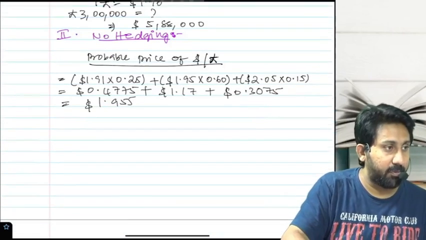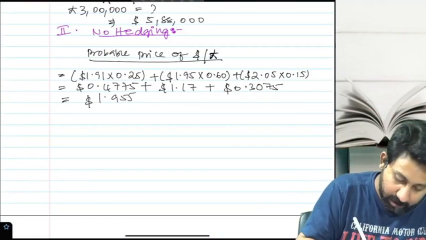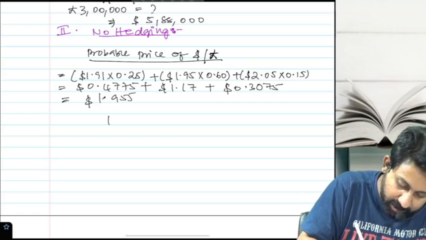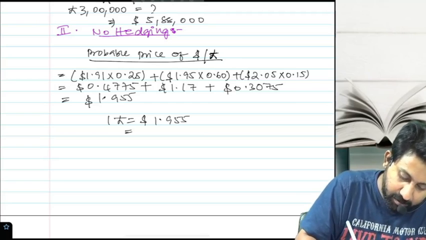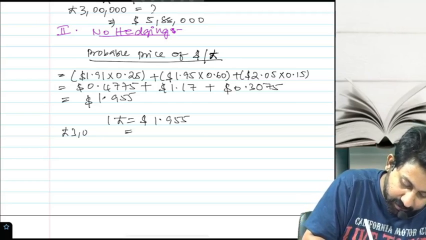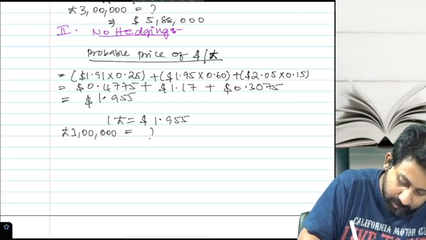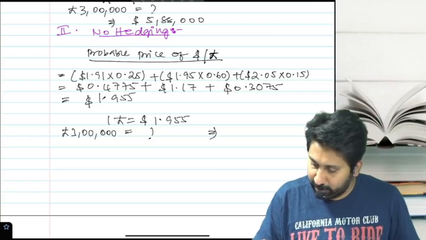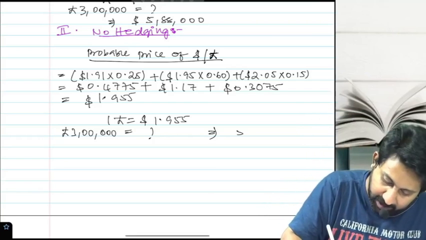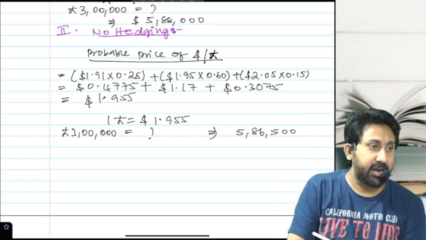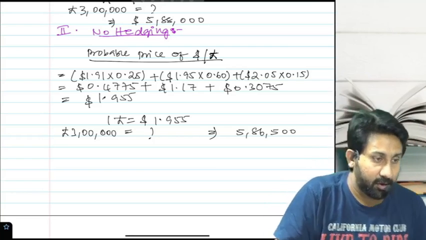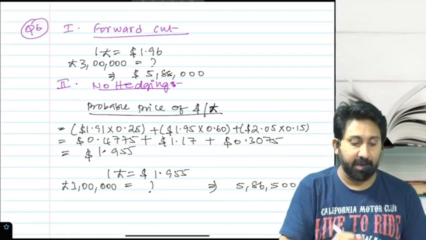1.955. Okay. Now, 1 pound equals 1.955 dollars. How many pounds do I have? 3 lakh. So 5 lakh 86,500. Now, which is better when compared to that?